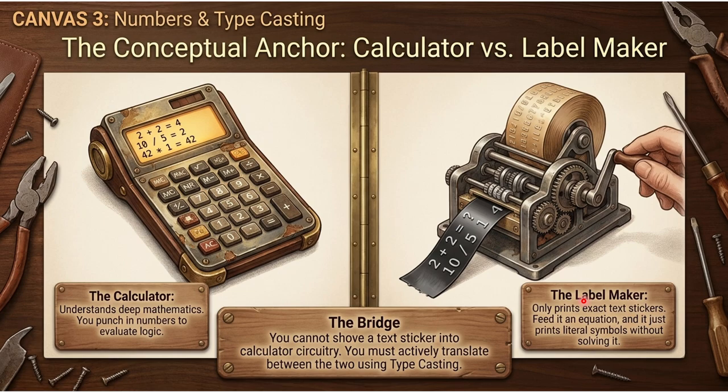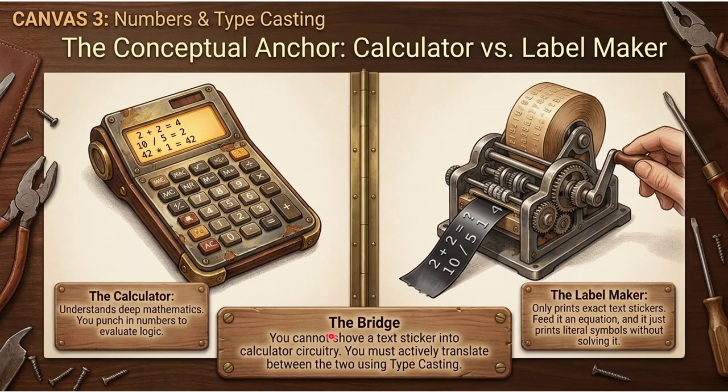Now what the label maker does is it prints exact text triggers. Whatever label is over here, it will exactly print that. Feed it an equation, and it just prints literal symbols without solving it. So if we give it a label, say 2 plus 2 is equal to this symbol, it will print it as it is without solving it, whereas the calculator solves it.